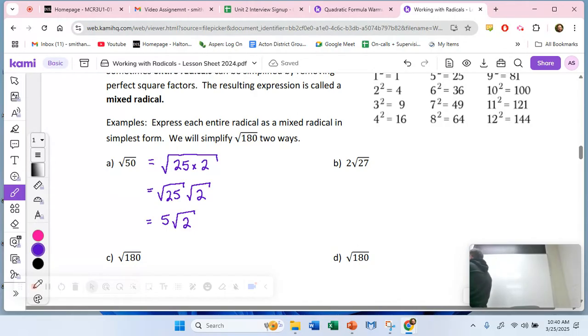You guys don't believe me that these are equivalent? Dude, what's the root of 50 on your calculator? Just bring up the root of 50. You don't got to write anything down. The root of 50, it's like 7.071, blah, blah, blah, right? Can you guys do 5 times the root of 2?